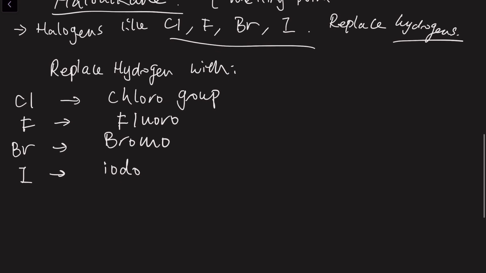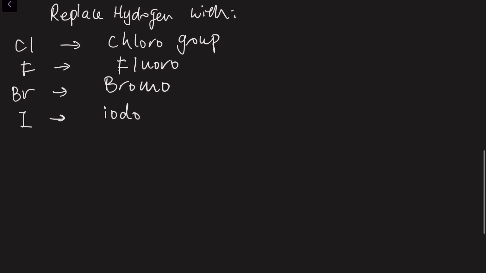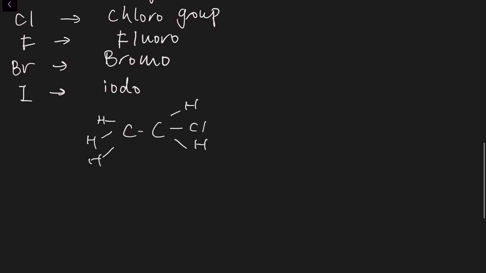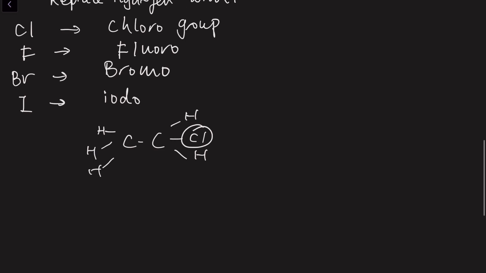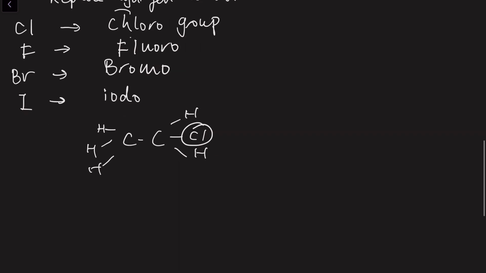Let's look at several examples. So for this chemical element, we see that one of the hydrogen atoms has been replaced with a chlorine atom. And because we know that the prefix, this is called chloro group, it is named as follows. It's called chloroethane.